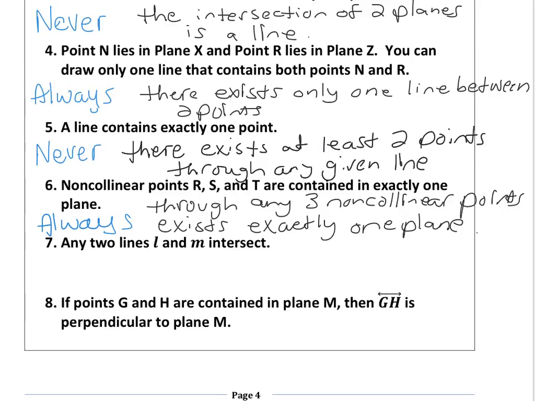Number 7, any 2 lines L and M intersect. This is a little tricky. I'd be tempted to answer never the way the statement is written, but it might be a little clearer if we say sometimes. Yes, if L and M are on the same plane, they will intersect unless they are parallel lines. So let's say on the same plane, parallel lines will never intersect. That's actually the definition of parallel lines.